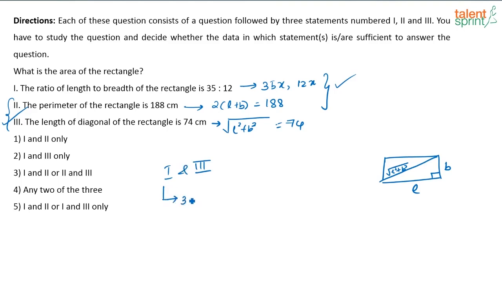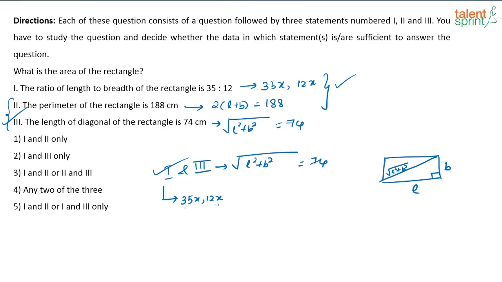See, using statement 1, I can say 35x and 12x is the length and the breadth. Using statement 3, I can say root of L squared plus b squared is equal to 74. Again, for L and b, I can substitute this, right? I can solve for x, then in turn I can find out the area. So if I use statement 1 and 3 also, I will get the answer.